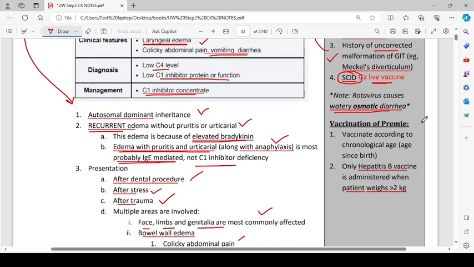Vaccination of the preemie. Vaccinate according to the chronological age since birth. Only hepatitis B vaccine is administered when the patient's weight is more than 2 kg.